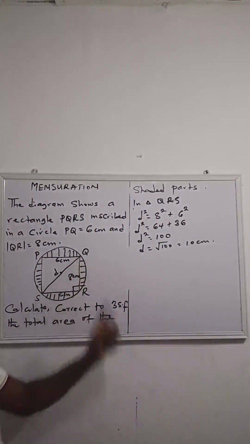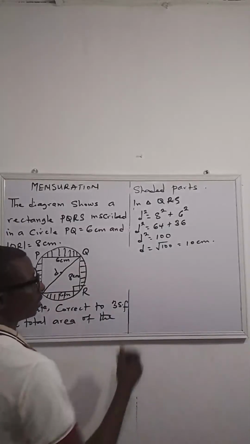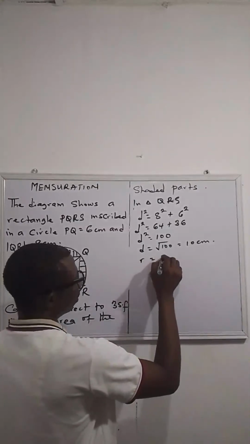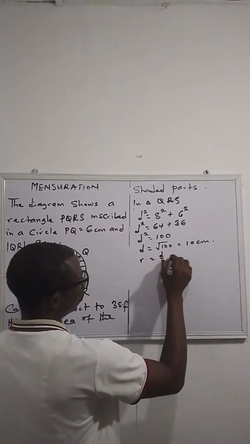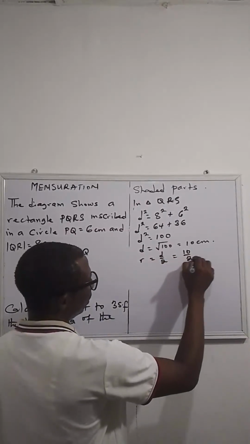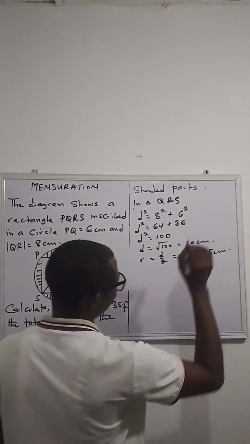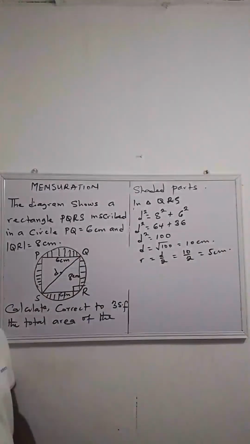So the diameter is 10 centimeters. So we can get the radius. What is radius? Radius is half of diameter. So R is D over 2. That is 10 over 2, and that's 5 centimeters. So that is the radius. Okay? I hope you understand that. So we can go ahead now and find the shaded parts.